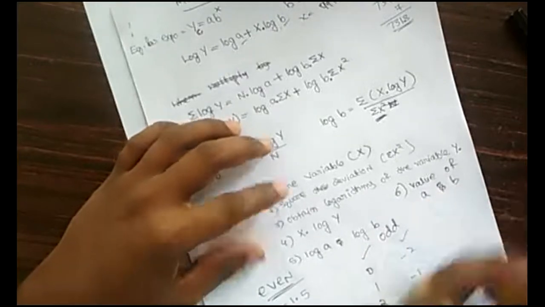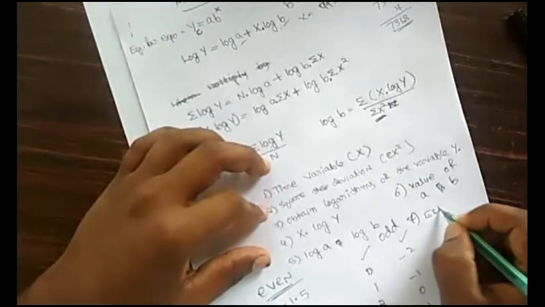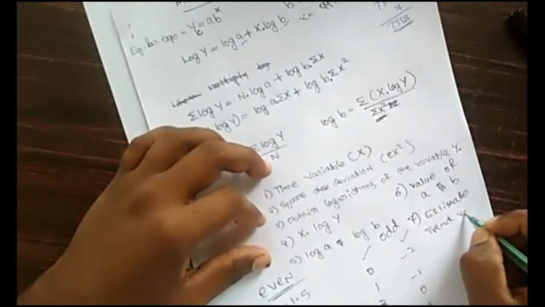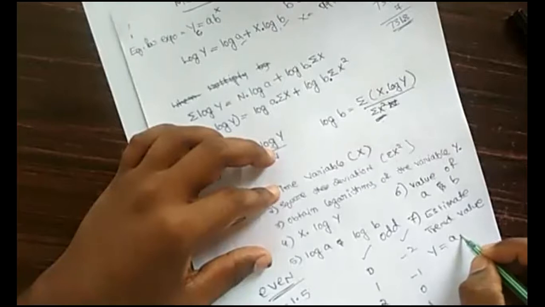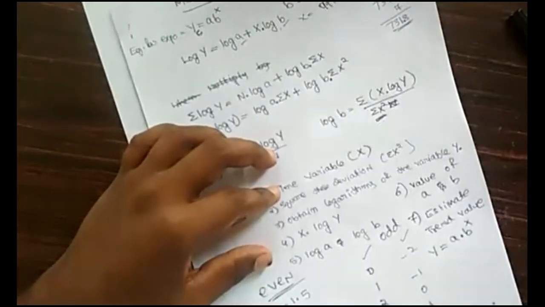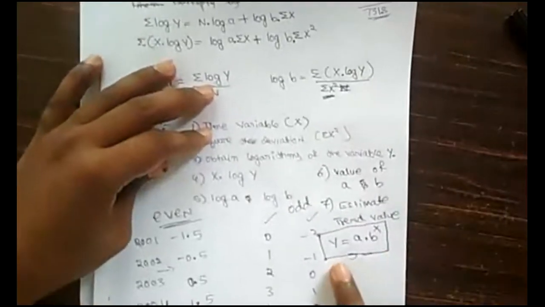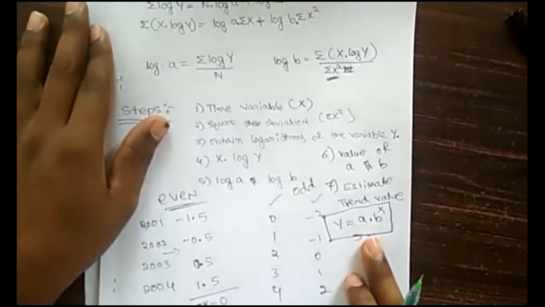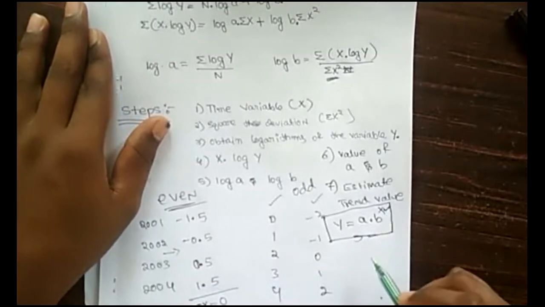So the last step is to estimate the trend values by using y is equal to a into b the power x. Use this equation, y is equal to a into b to the power x, and estimate the values. In place of x, put the x values and estimate the trend values.